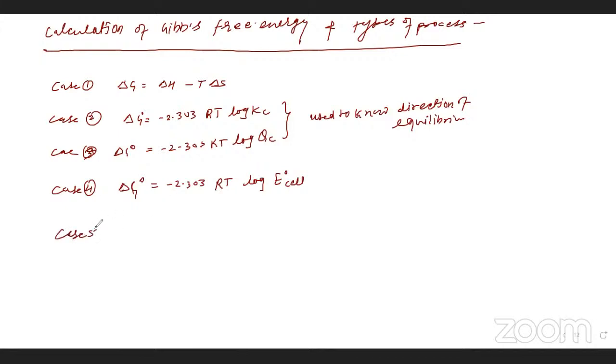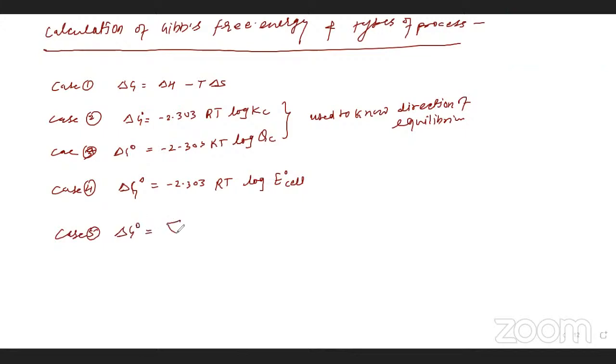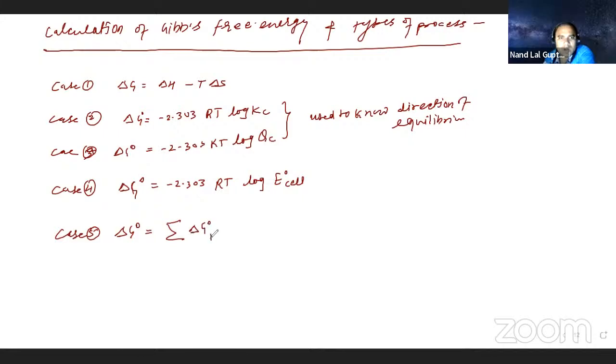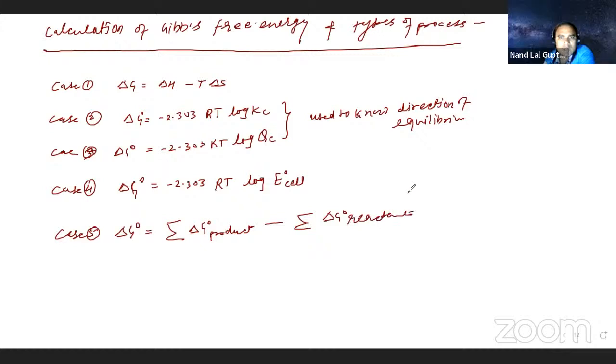Case 5. Del G naught is equal to summation of del G naught product minus summation of del G naught reactant. Is there any other thing that we can do? No, that much is enough. That much will come. Max to max, this much is possible for the 5 cases.